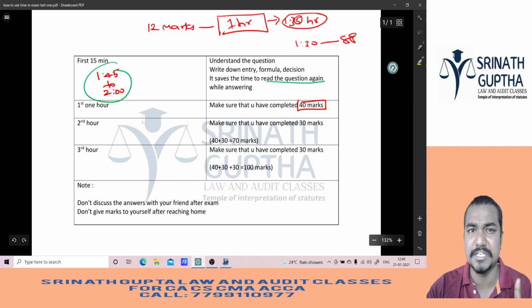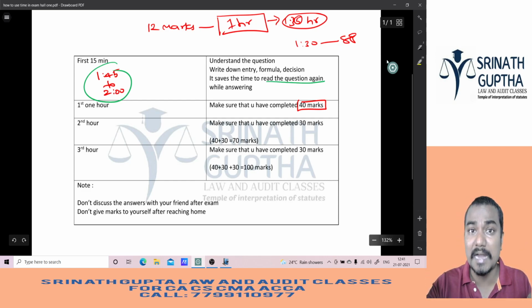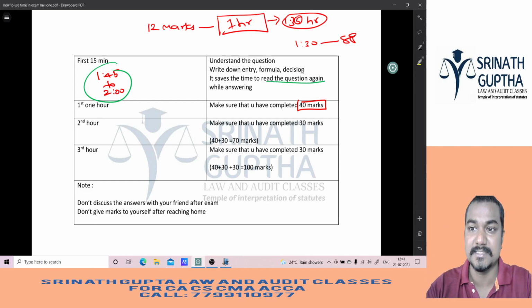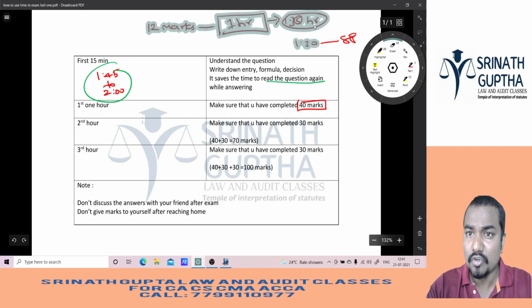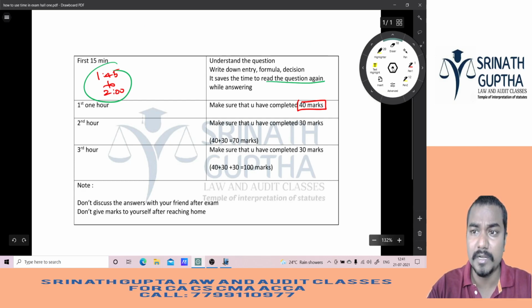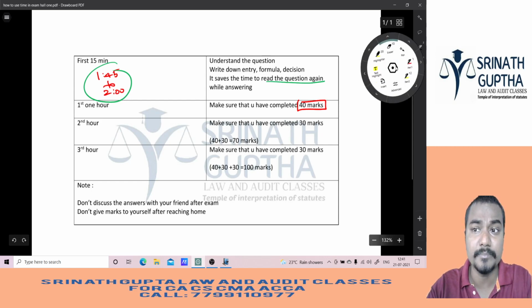Don't try to tally balance sheets in the answer sheet, because even if your answer is not tallying, you will still get the marks. The main intention of the examiner is not the tallying of the answer, but how you give the answer for those general entries. In the law paper also, section numbers are important, the provision is important, and even the language to some extent. The intention of the section is very important. So don't strike off the answer or write it again if it is not tallying. In the first 1 hour you have to make sure that you complete 40 marks.